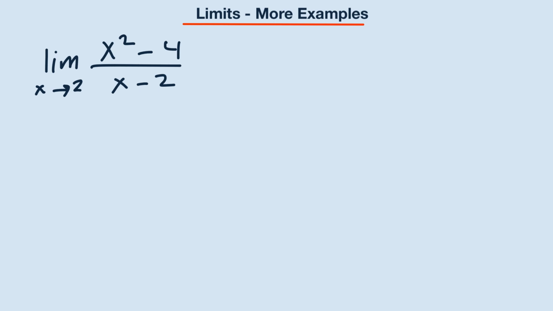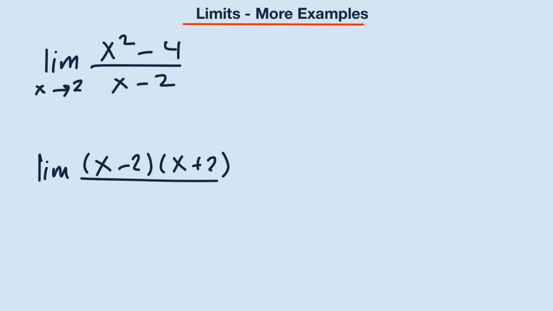The numerator actually is the difference between two squares, right? Because here we have x squared minus 4, which is basically x squared minus 2 squared. Let us do it together. Then I will have limit of the factorization of x squared minus 2 squared, which is x minus 2 and x plus 2, divided by x minus 2, which is mentioned in the denominator, as x approaches 2.